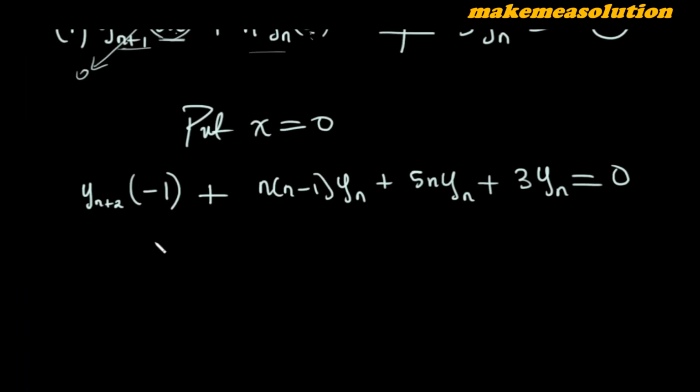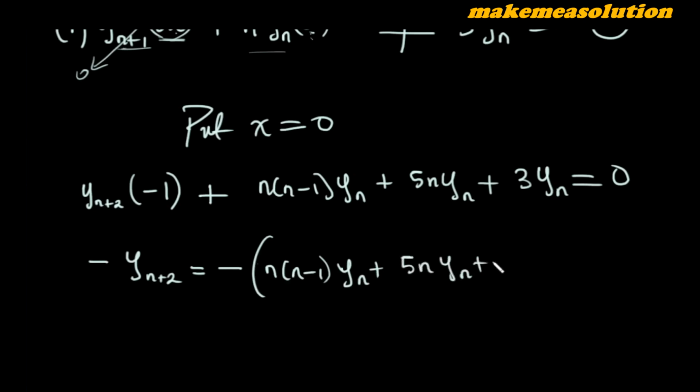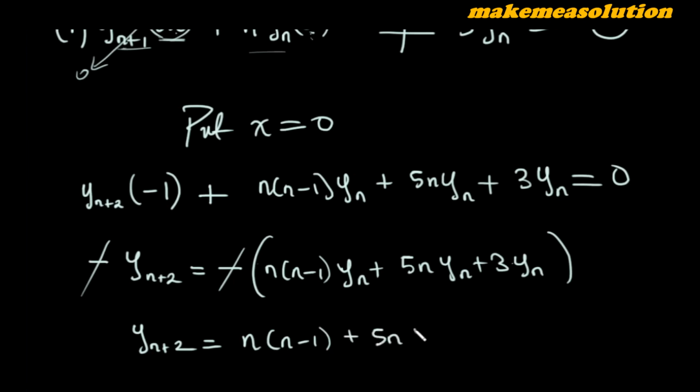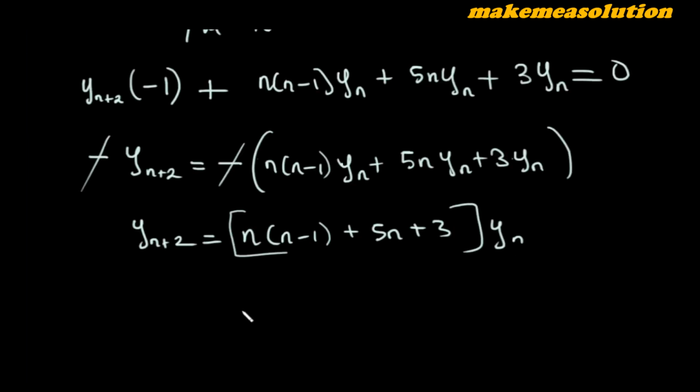Then you can now see that your minus yn plus 2 is still the same thing as, when you take the whole of this one to the other side, minus, open bracket, n minus 1 yn, and plus 5n yn plus 3yn. This was not pretty cool of me, but you can still understand what I'm trying to do. So yn plus 2 is equal to, factoring out yn, you have n minus 1 and plus 5n plus 3, everything will be on yn. Somebody else can still simplify this.